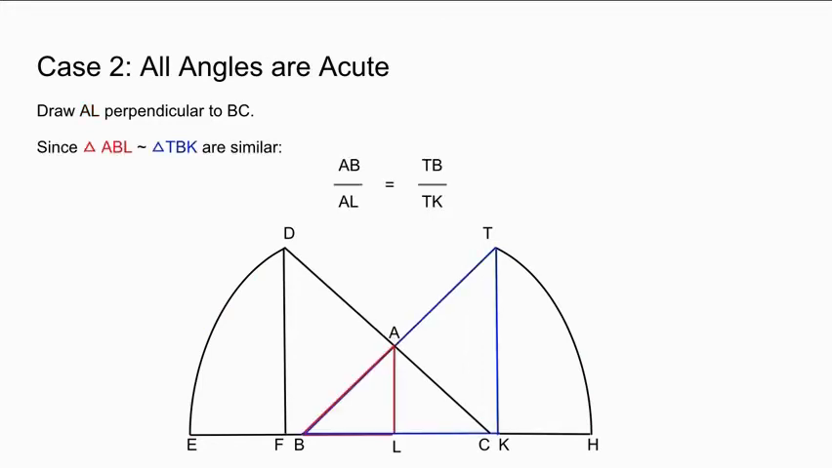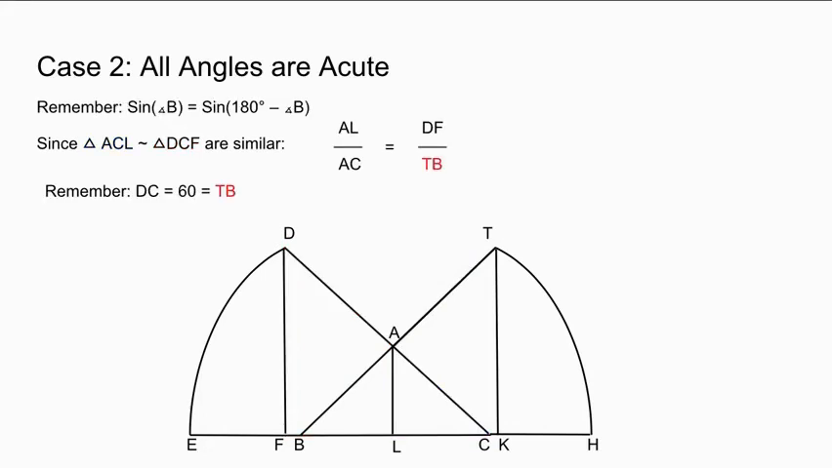Since triangle ABL is similar to triangle TBK, we know that AB over AL is equal to TB over TK. Additionally, since triangle ACL is similar to triangle DCF, we know that AL over AC is equal to DF over DC. Now, remember that DC is equal to 60, which is also equal to TB.